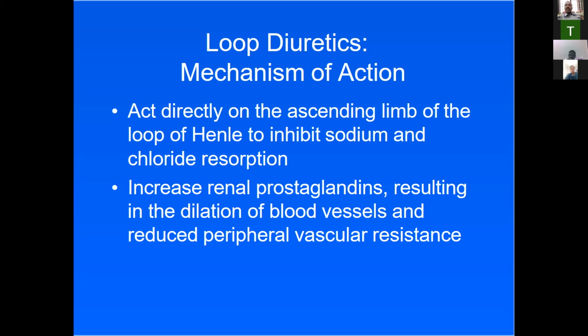So this drug will act on the ascending limb of the kidney, and it increases the renal prostaglandin levels, which results in the dilation of blood vessels. Prostaglandins are inflammatory markers, and they also produce vasodilation. So whenever we give this drug, there is vasodilation in the kidney, and because of that, more blood will be pumped inside, and it also produces reduced peripheral vascular resistance.